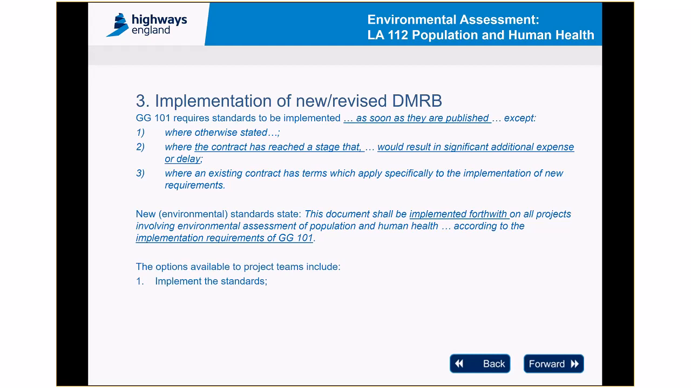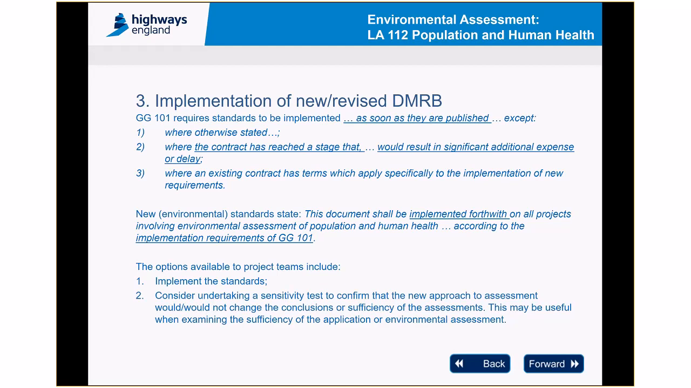The practicality of that is that project teams have options. They can choose to implement the standards at the time that they are published, or you could consider undertaking a sensitivity test to confirm whether the new approach to assessment would change the conclusions or sufficiency of environmental assessments, and that will be particularly useful during the examination process or the consent application process to test the sufficiency of the application or the environmental assessment.